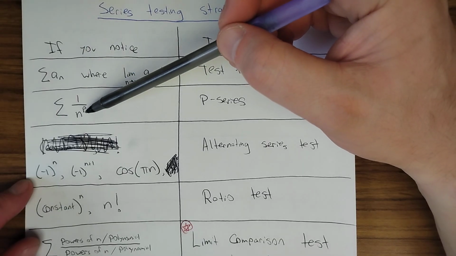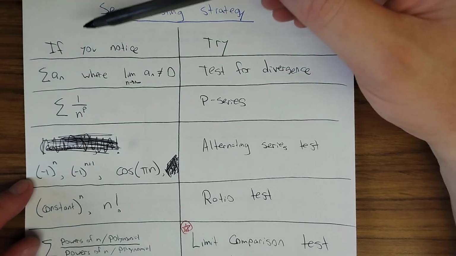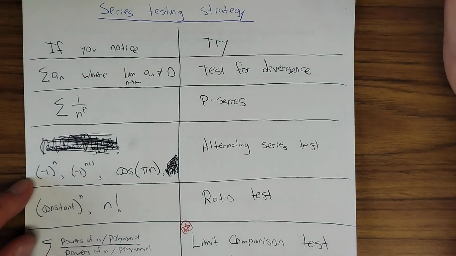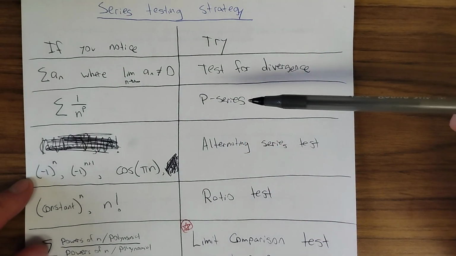Of course, you should also recognize a p-series right off the bat. If it's 1 over n to the p, and by the way, if you have any constant on top, it doesn't really need to be a 1, you can directly just use the p-series test. So that's another thing to get out of the way right off the bat.